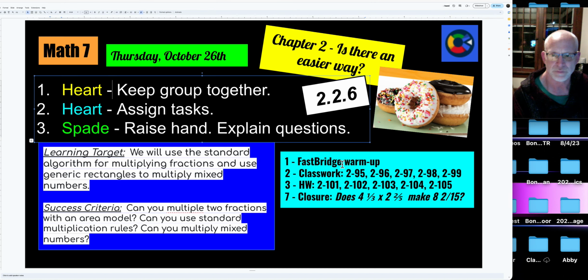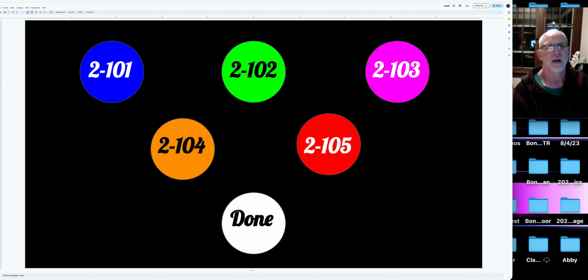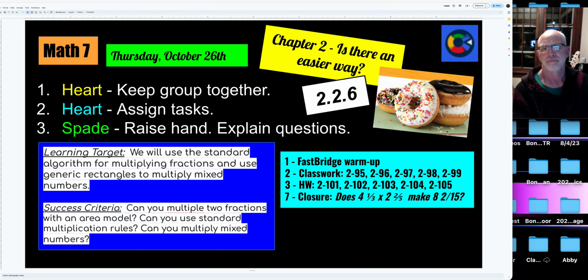Okay, so then I'm thinking this will be close to our time. So we're going to do one of two things. If we have a lot of time left, we're going to start into our homework. That's 2-101 through 105. Okay, and we'll still have the cups for 2-101 through 105, so I can tell how you're working. These are the cups. And if we don't have time, we're going to go to closure.